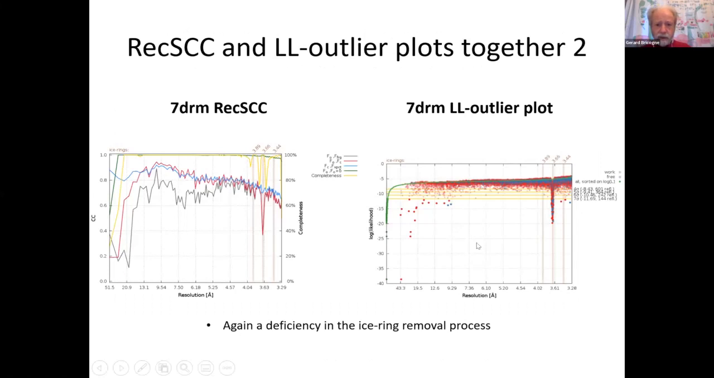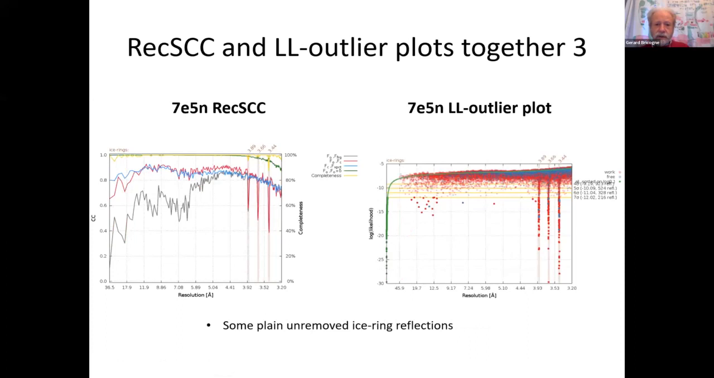We see another case of ice rings having been removed at the wrong resolution, leaving one of them, which of course is seen here in the log likelihood outlier plot. The final example is just a plain example of ice rings not removed. So icicles are incompletely removed.